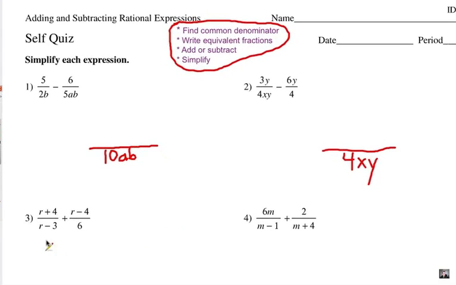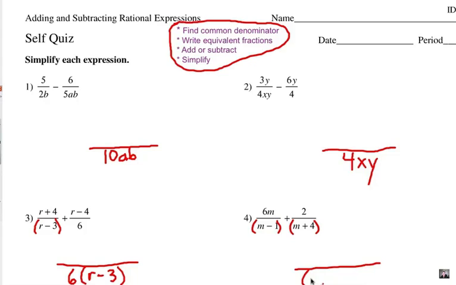On this one you have an r minus 3 binomial and you have a 6. So your common denominator is going to be a product of those two: 6 times (r minus 3). And in this one we have 2 binomials. They are unlike, no way to combine them, so the common denominator is going to be a product of both of those: (m minus 1) and (m plus 4). We're going to leave them in factored form, and if you want to try the rest, go ahead, hit pause, otherwise I'm going to keep going.